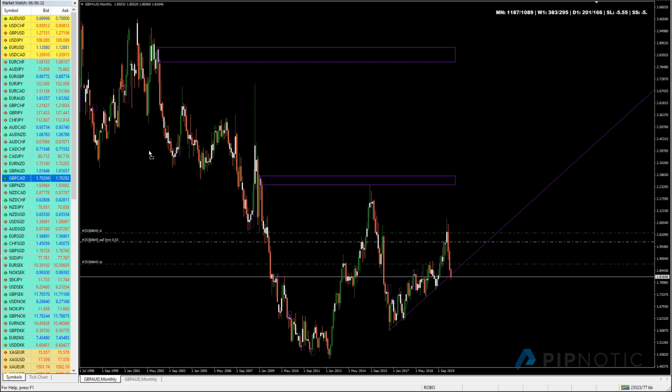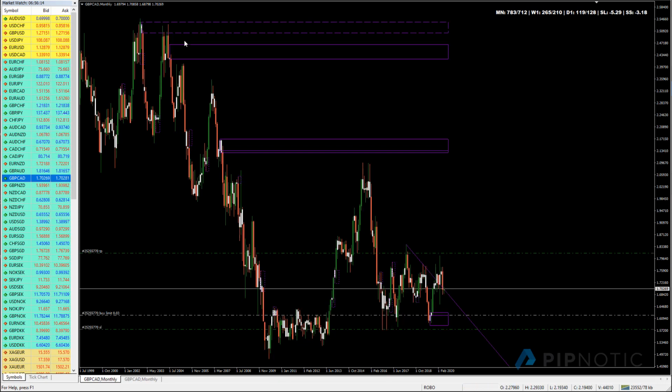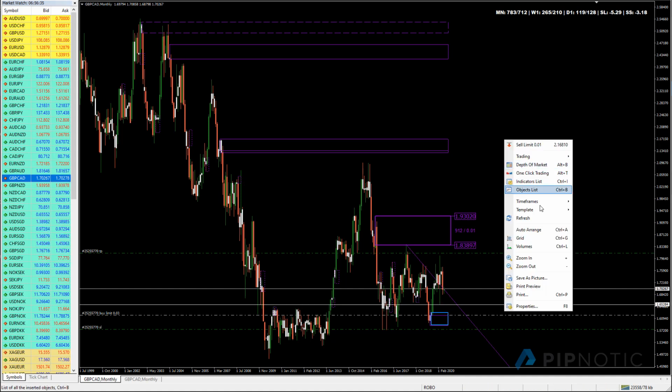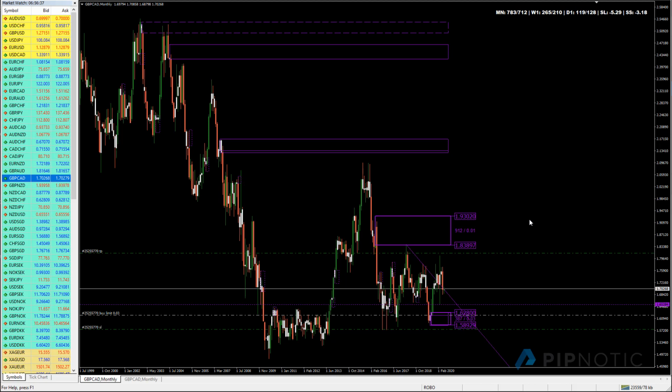Okay, looking at the pound CAD. So what do we have? Well, here we have price moving around a lot. Where do we have buy and sell zones? Well, we have a sell zone here, and we have a buy zone here. That's the demand. The buy zone is there. Okay, so that's what we have, that area there.